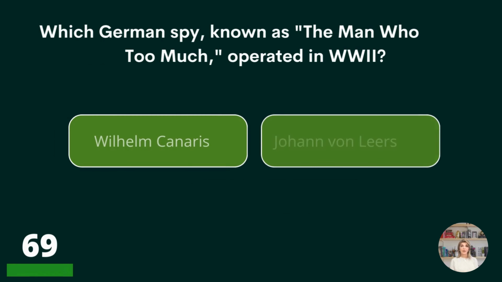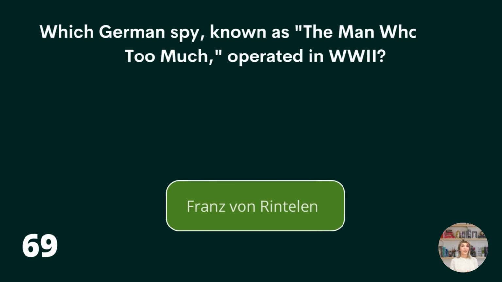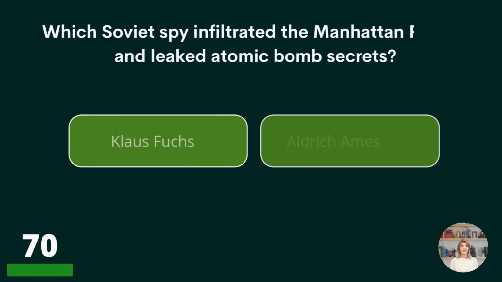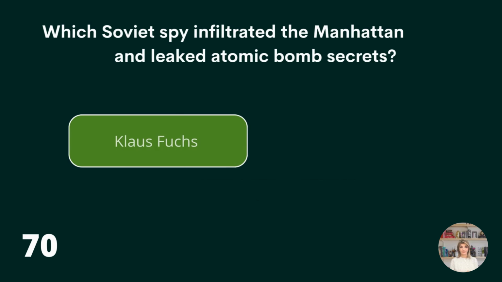Which German spy, known as the man who knew too much, operated in World War II? Wilhelm Canaris, Johann von Leers, or Franz von Rintelen? Franz von Rintelen. Which Soviet spy infiltrated the Manhattan Project and leaked atomic bomb secrets? Klaus Fuchs, Aldrich Ames, or Ethel Rosenberg? Klaus Fuchs.